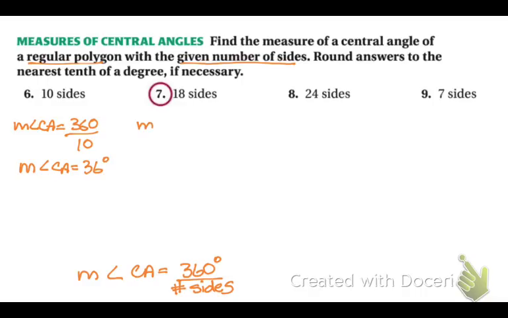Okay, the measure of the central angle is equal to 360 divided by 18. The measure of the central angle is equal to 20 degrees, okay? Easy peasy. I'm going to let you guys do 8 and 9 by yourself. It's not that difficult, okay?